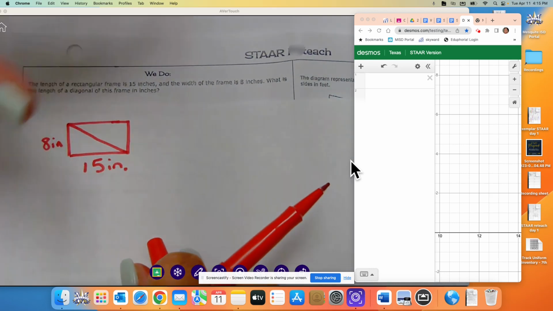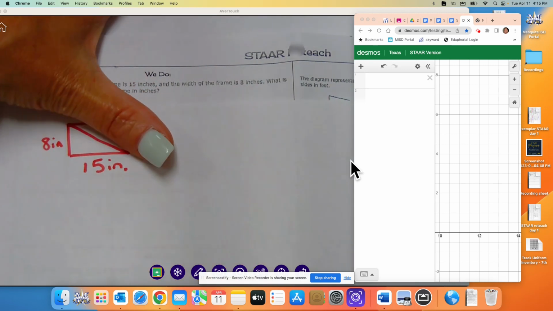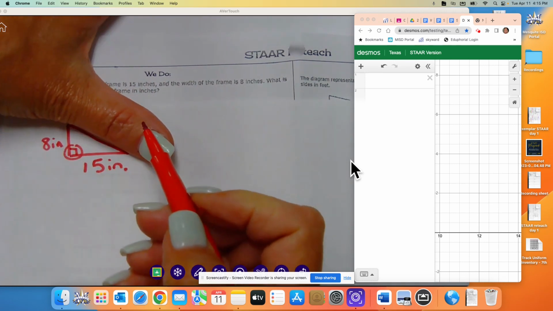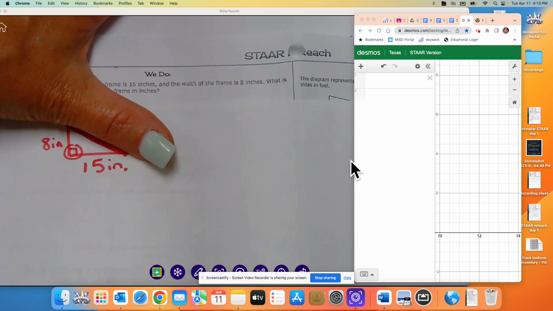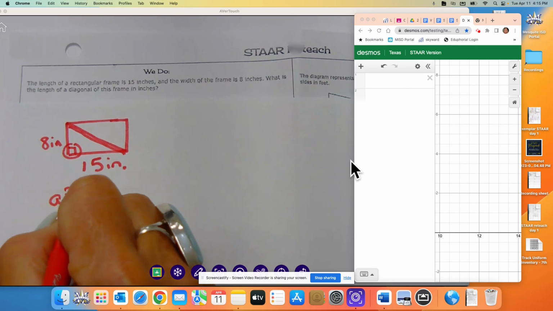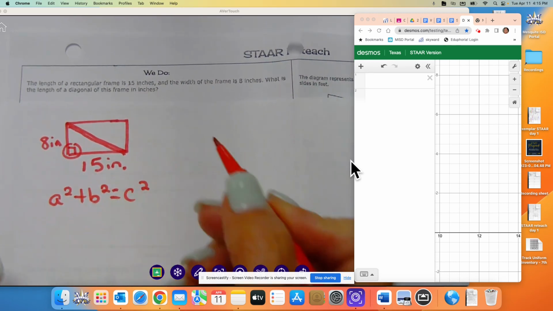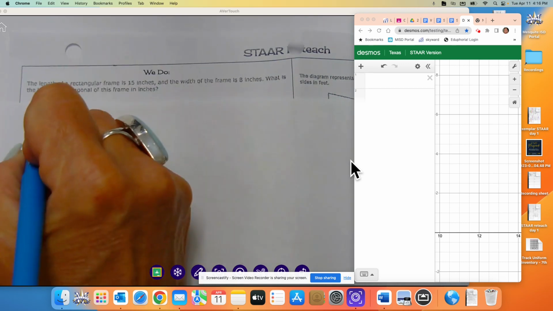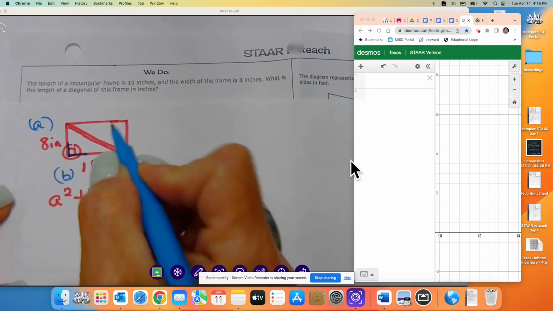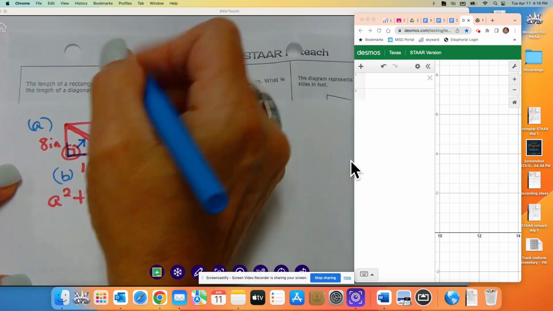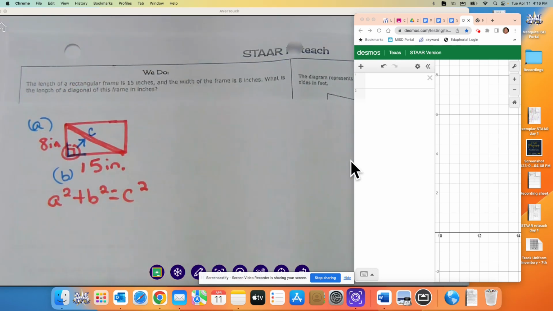So we originally had a rectangle, but since I drew a diagonal, we now have a right triangle. Remember, when you're looking for a missing side length of a right triangle, or when you're looking for the diagonal, you're going to use a squared plus b squared equals c squared. Now, the two sides that form that right angle are A and B, and it doesn't matter which one's A and which one's B. What matters is directly across from that right angle is C, the hypotenuse or the diagonal. Okay, so we've written the formula.